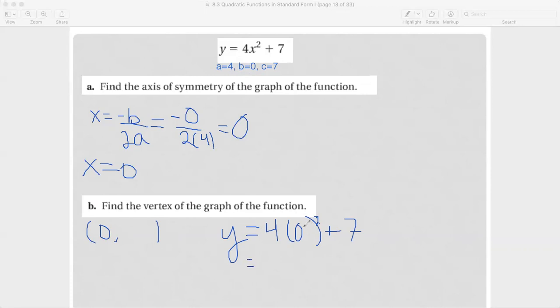Okay, so 0 squared is 0 times 4. That's a 0, guys. Love it. Plus 7. So y is 7. So your vertex is at 0, 7.